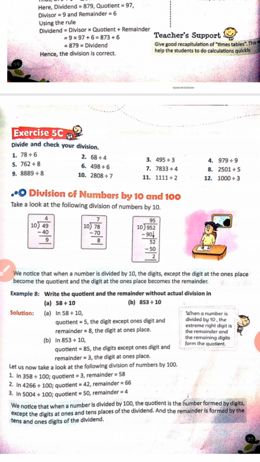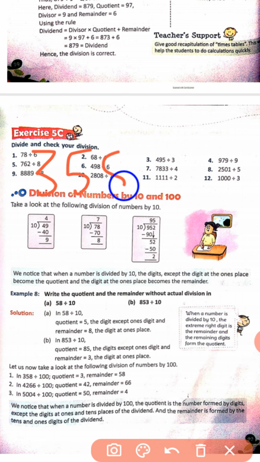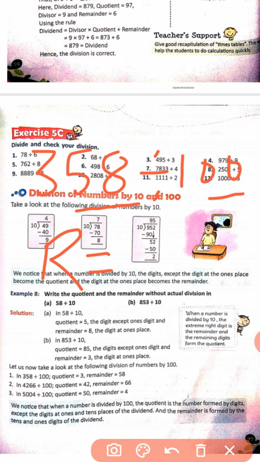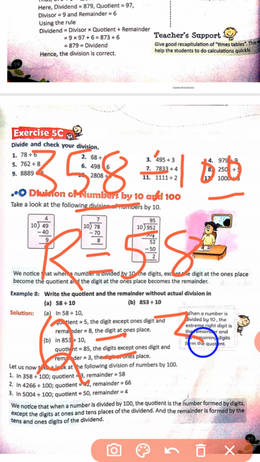Next, when we divide any number by 100, let us see the example. 358 divided by 100. So easily you can find, in 100 how many zeros? Two zeros. So when we divide any number by 100, the ones and tens digits both will be the remainder, and the remaining digit will be the quotient.